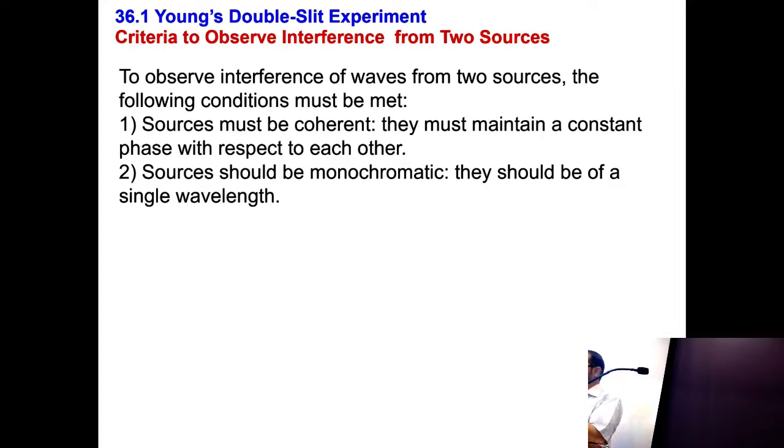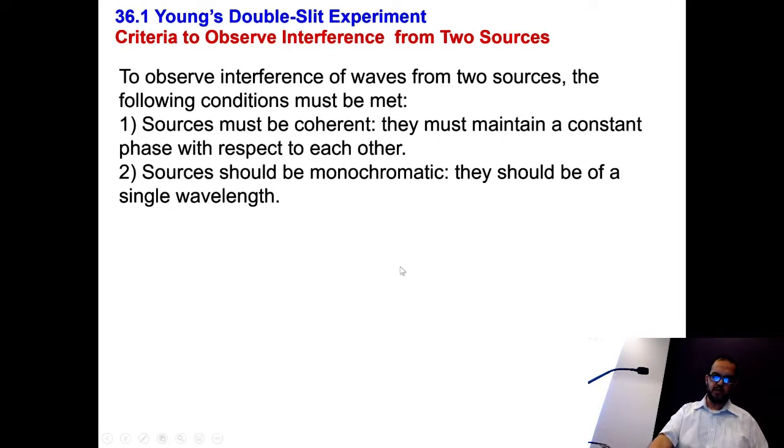The second condition in order to perform this is that the source of light has to be monochromatic, meaning it has a single wavelength. It's not a spectrum, like white light is a spectrum of frequencies. A monochromatic light, like a red, blue, or green laser, has a single frequency and single wavelength. So you have to have a monochromatic source in order to perform this experiment, and you have to have the coherent light from the two sources.